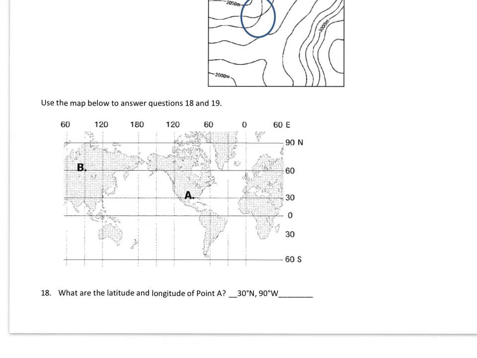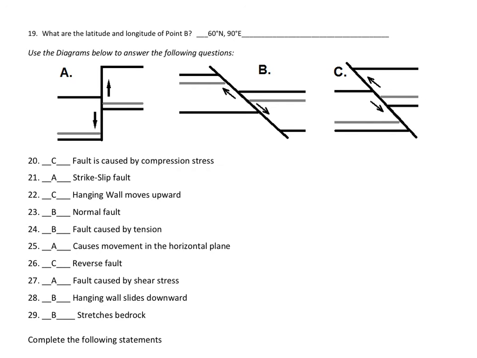So it asks the latitude and longitude of point A. Came up with 30 degrees north. Remember that we always tell our latitude first. And then the longitude, 90 degrees west. And the latitude for point B would be 60 degrees north and 90 degrees east. Hopefully you picked up on the fact that the far left side of that diagram was the eastern hemisphere. There's the international date line labeled in there at 180 degrees.